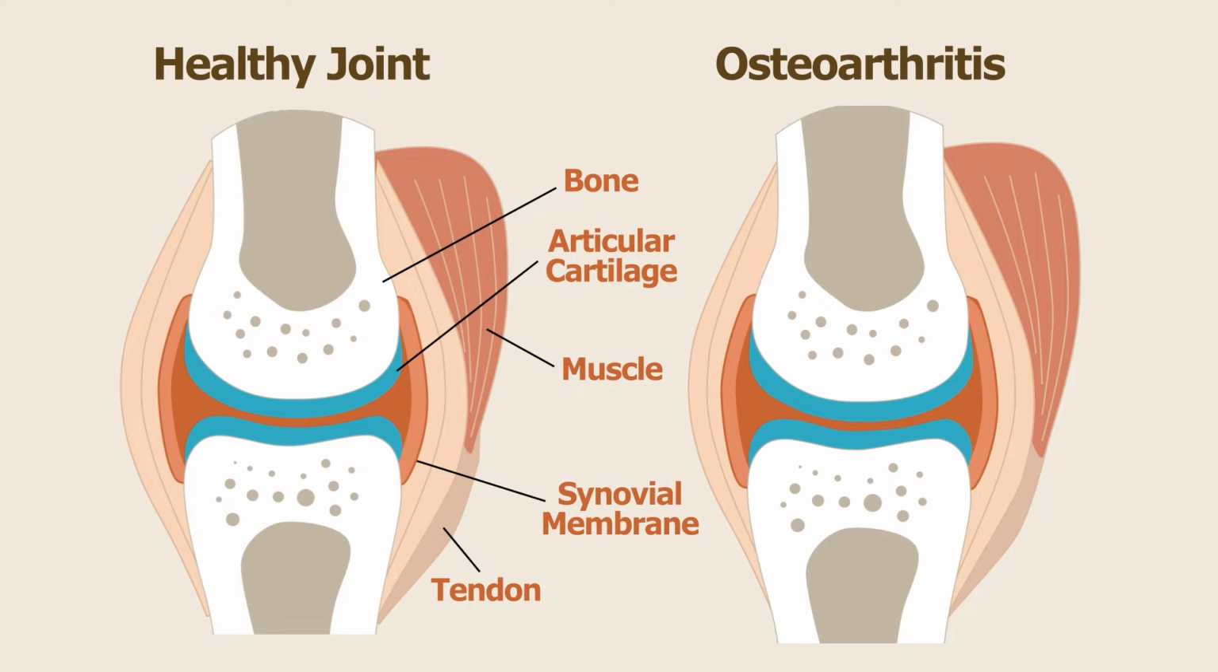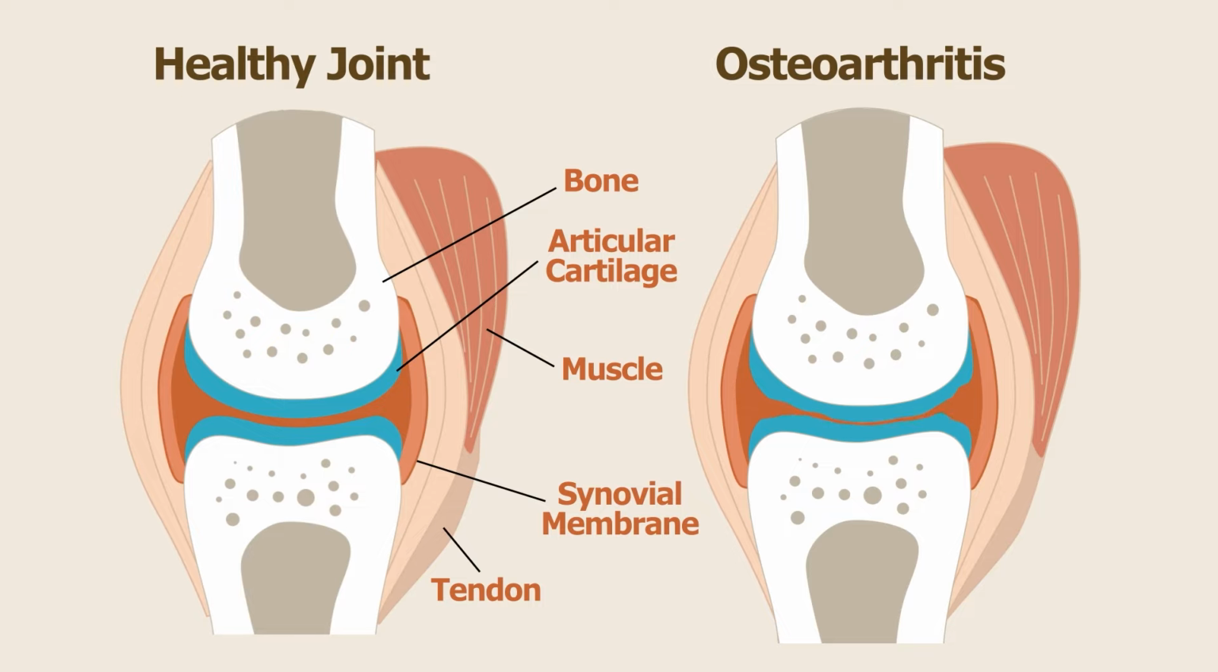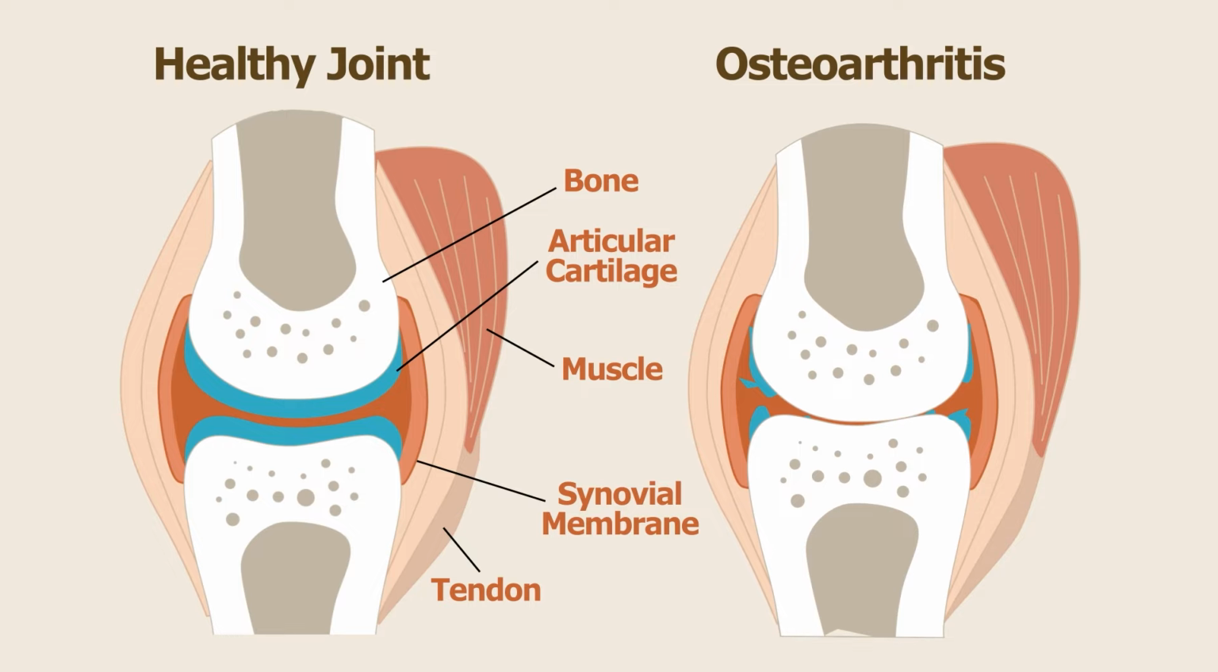Osteoarthritis occurs as the articular cartilage on the ends of bones within the joint begins to break down and lose its protective qualities. When this occurs, the ends of the two bones within the joint can rub together, deforming the bones and causing inflammation within the synovial joint.